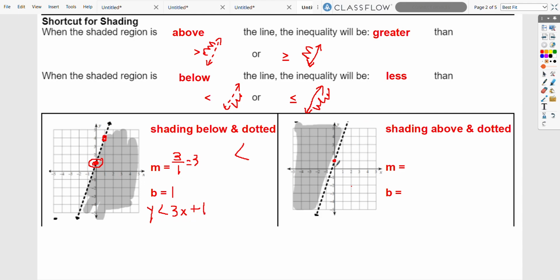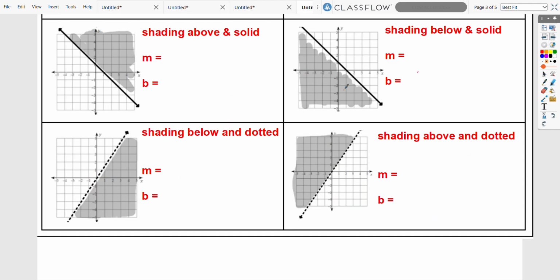For the slope of this one, we have a point here, right? This is actually the same line, so it's going to be the same slope and the same y-intercept, but this time it's shaded above, and it's dotted, so that's going to give us the greater than symbol. So y is greater than 3x plus 1. You'll note the following examples are the same line, except one is shaded above and one is shaded below. So once we find the slope of one, we know the slope of the other.